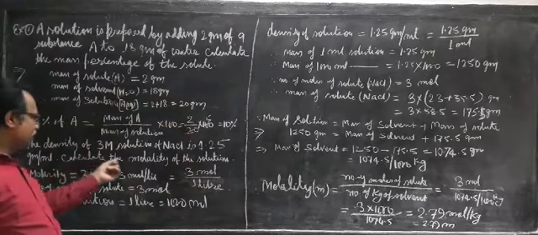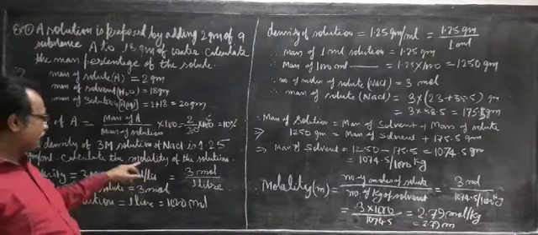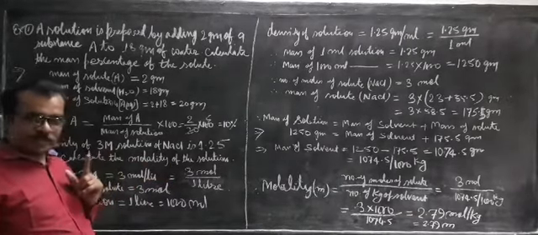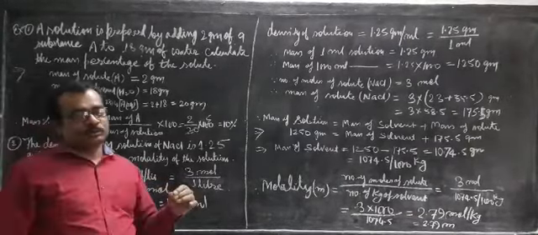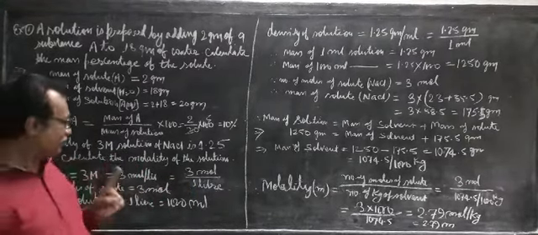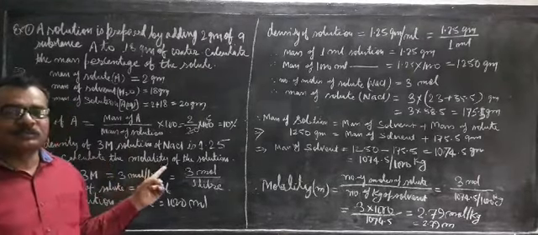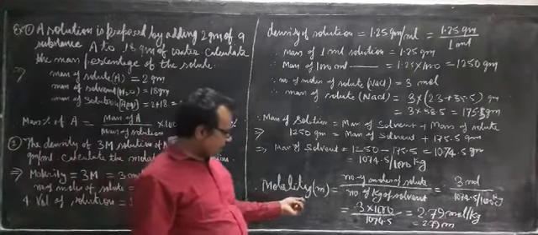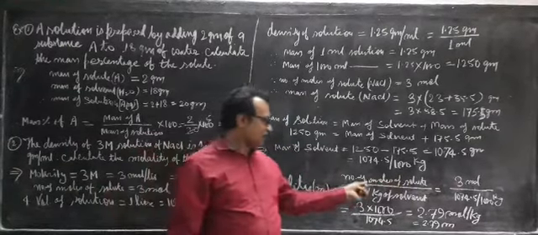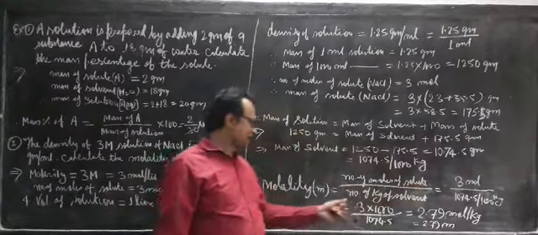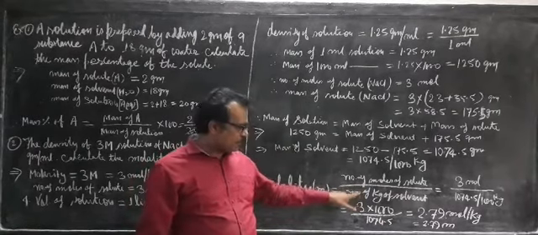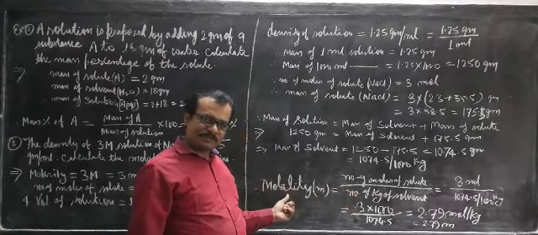Now we have been asked to calculate the molality of the solution. To calculate the molality, what do we need? First of all, we have to think about what things are needed to calculate the molality. We need the number of moles of the solute and the number of kg of the solvent. If we get these two parameters, definitely we will get the molality of the solution.